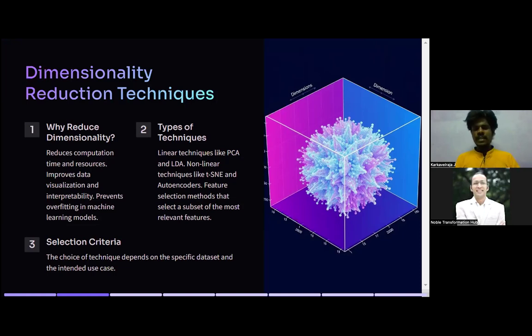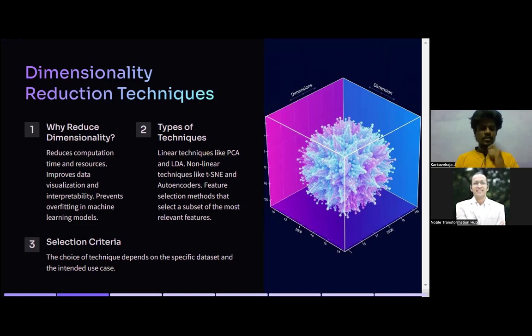Let's see what types of techniques we have. One is linear techniques, like PCA and LDA: principal component analysis and linear discriminant analysis. Another is non-linear techniques like t-SNE. I think we have discussed this, so it comes under both. Then t-SNE and autoencoders, which are also dimensionality reduction techniques. Then feature selection, a method that selects a subset of the most relevant features. Here we are going to find only the relevant features from the available features.